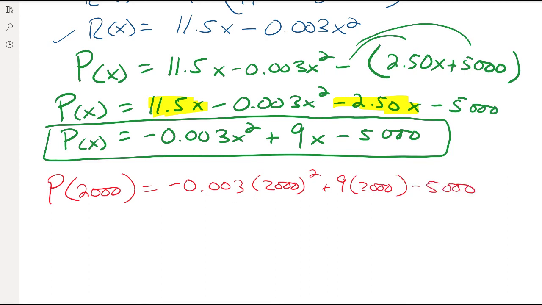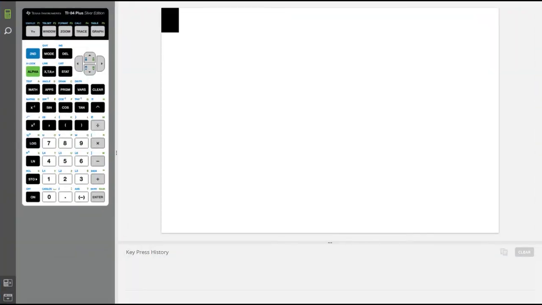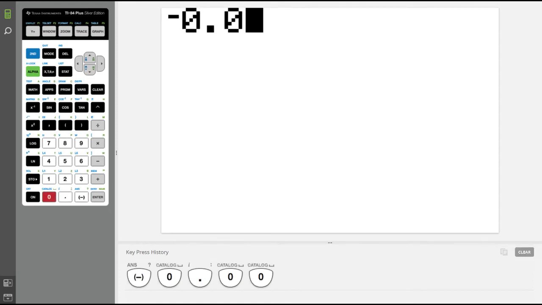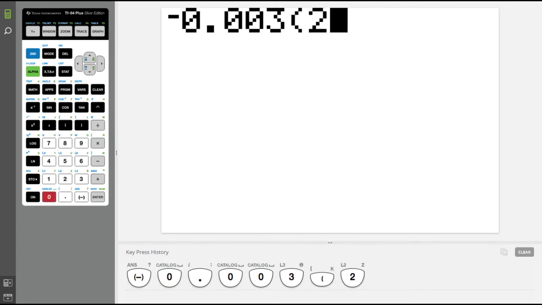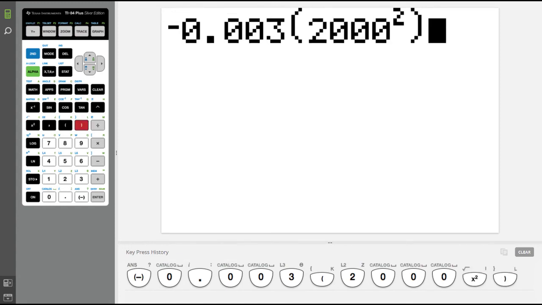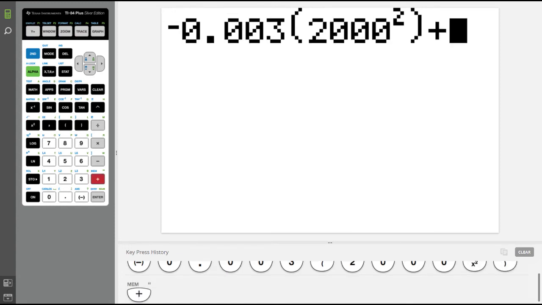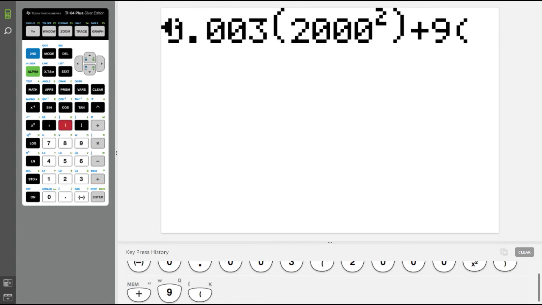Okay. Let's put that into our calculator. So I'm going to say, okay, got a calculator. Negative 0.3 times 2,000, and we have to square the 2,000. Okay. Plus, I believe it was 9x, so it's going to be 9 times 2,000.